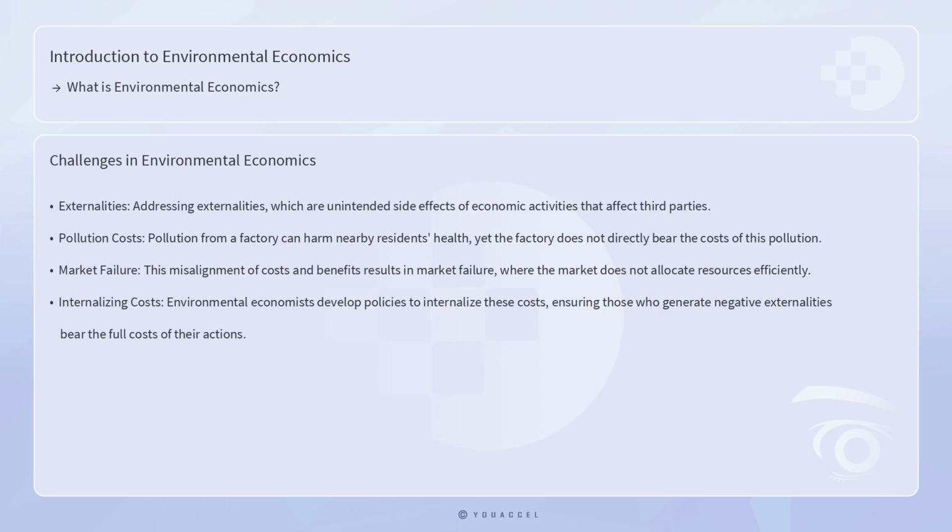One of the primary challenges in environmental economics is addressing externalities, which are unintended side effects of economic activities that affect third parties. For instance, pollution from a factory can harm the health of nearby residents, yet the factory does not directly bear the costs of this pollution. This misalignment of costs and benefits results in market failure, where the market on its own does not allocate resources efficiently. Environmental economists study these externalities and develop policies to internalize these costs, ensuring that those who generate negative externalities bear the full costs of their actions.